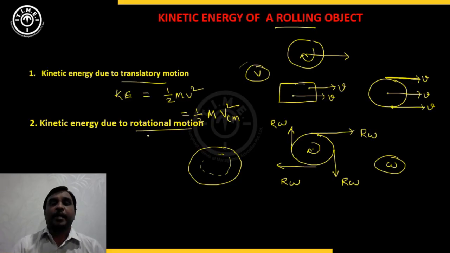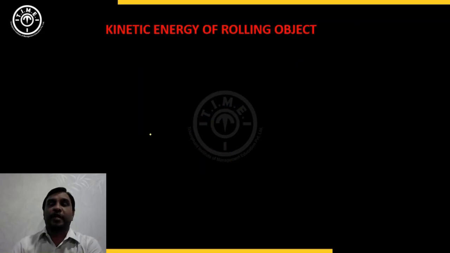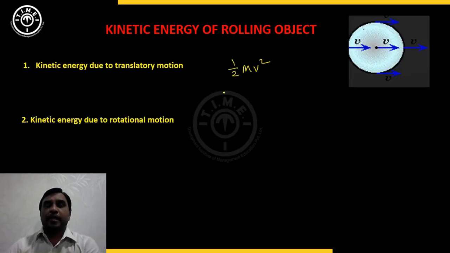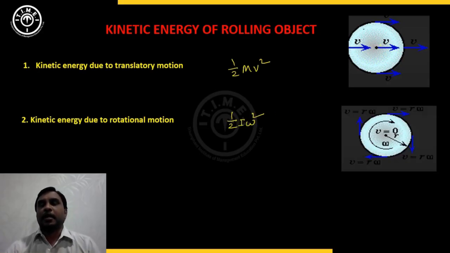Now when you talk about the kinetic energy of a rolling object, it is the sum of the kinetic energy due to translatory motion and the kinetic energy due to rotatory motion. What is the kinetic energy due to translatory motion? Half m v squared. What is the kinetic energy due to rotatory motion? Half I omega squared. See this picture, where we have taken four different particles, but they will have the same velocity magnitude wise; direction wise it is different.